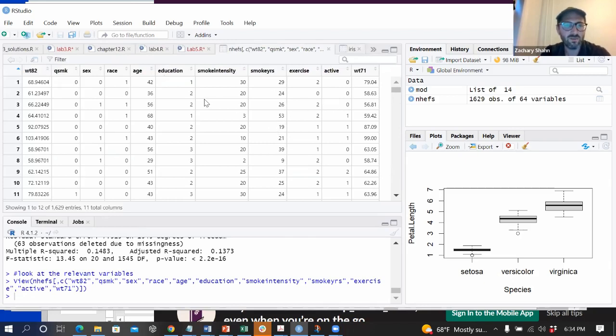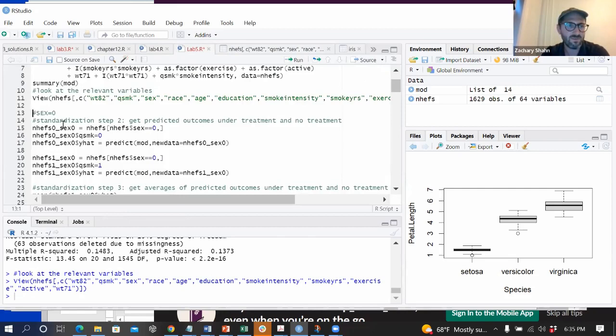We're going to do standardization, but we're going to restrict it to rows where the sex variable takes a certain value. I think it was 0 as men, 1 is women. So here's how we do that. We're going to create a copy of the original data set, which is NHEFS, but we're going to restrict it. We're going to subset it to rows where the sex column equals 0. So I think that's men.